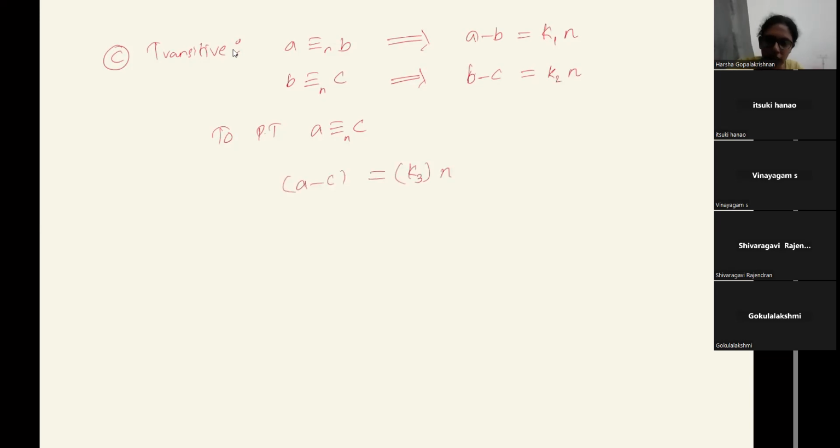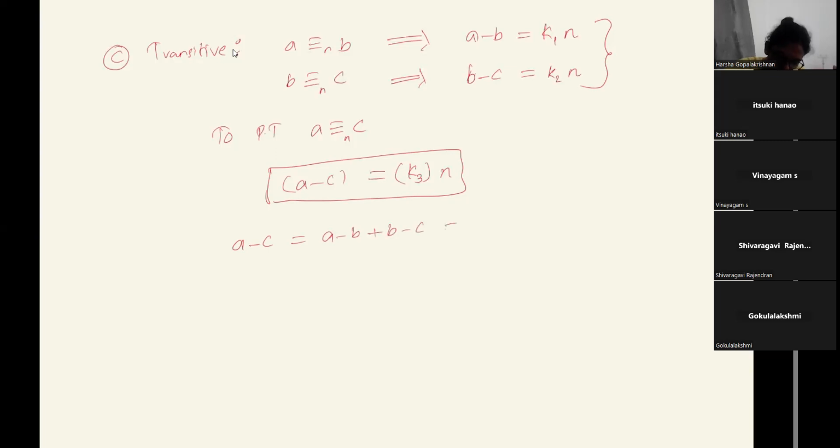Yes, teacher. How can we write it in this form? Using these two conditions, we only have these two conditions. We need to prove that A minus C equals some multiple of N. How can we use these two conditions here? We can add and subtract B, ma'am. Yes. A minus C equals A minus B plus B minus C, right?